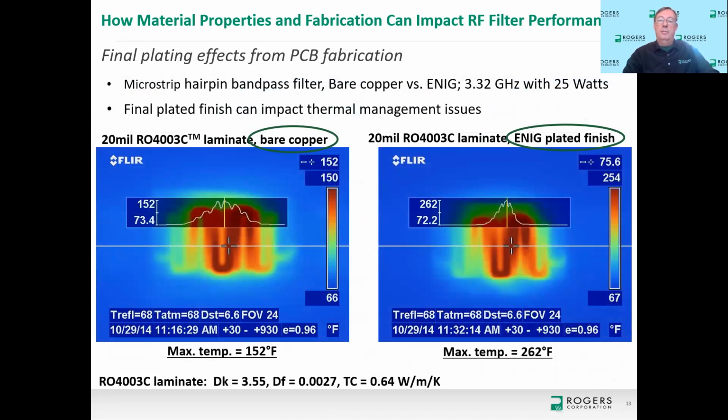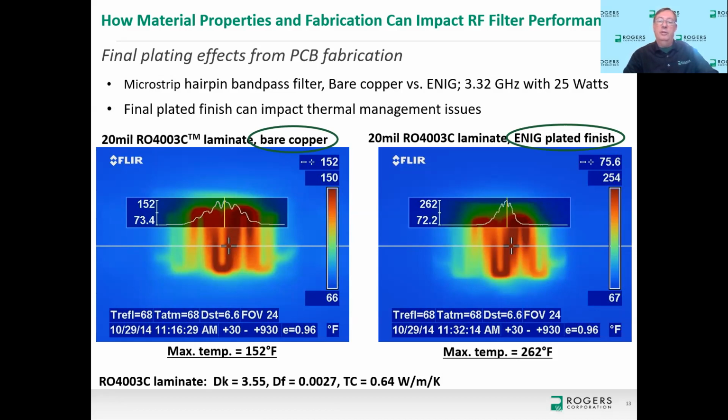Then going along with that same thought process is thermal issues. So as you're all probably pretty aware, more insertion loss means higher heat being generated. And in this case, I used edge coupled bandpass filters that are hairpin design and operating at 3.32 gigahertz, applying 25 watts. And you can see that there's a pretty big difference in operating temperature or maximum temperature.